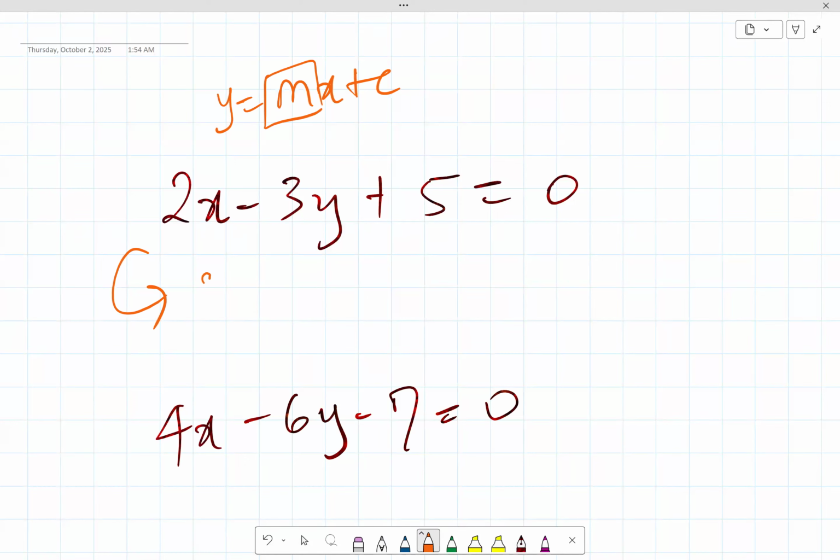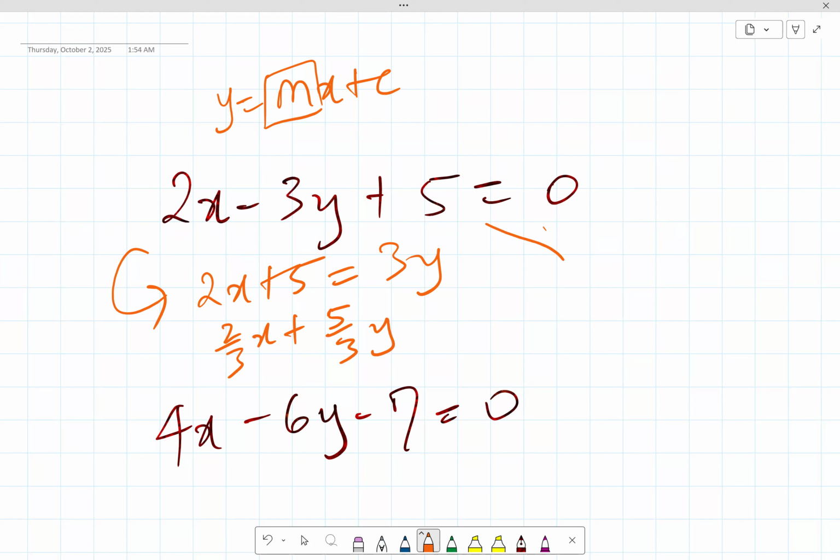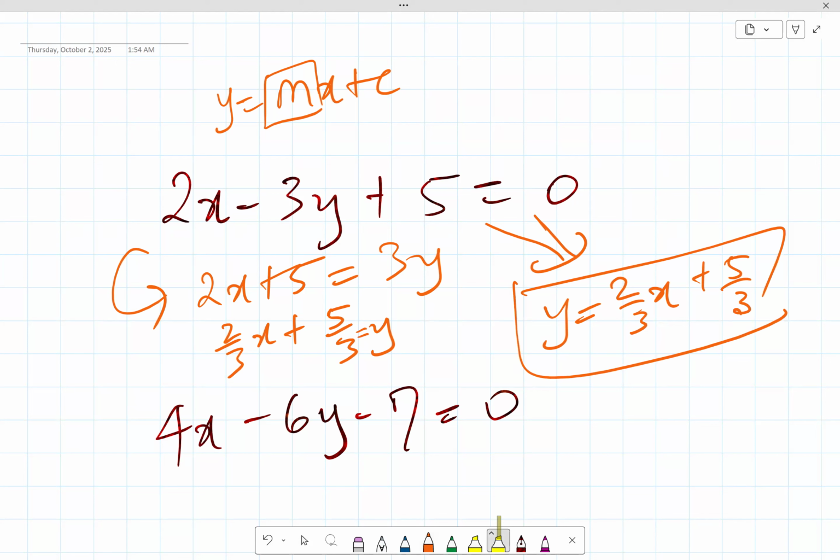So here you have 2x plus 5 equals 3y. I'm taking the y apart, then dividing through by 3. So you have 2 over 3 x plus 5 over 3 is equal to y. So you have y equals 2 over 3 x plus 5 over 3. And this is the slope, 2 over 3 here.